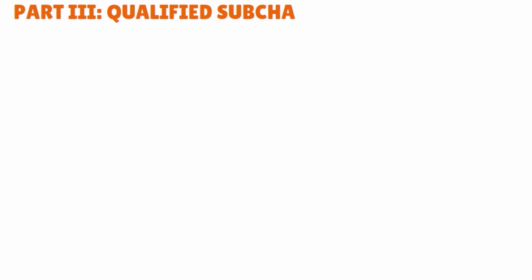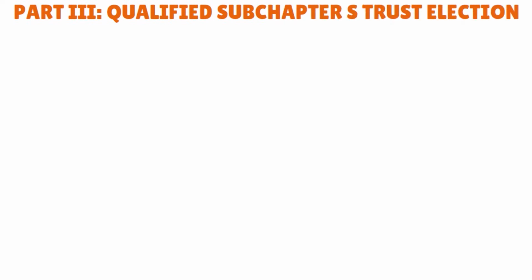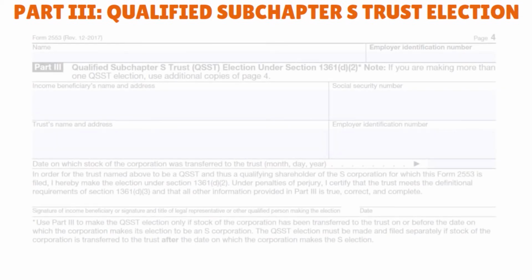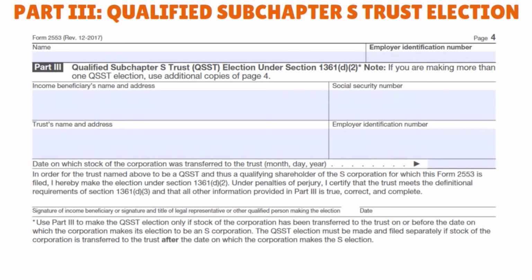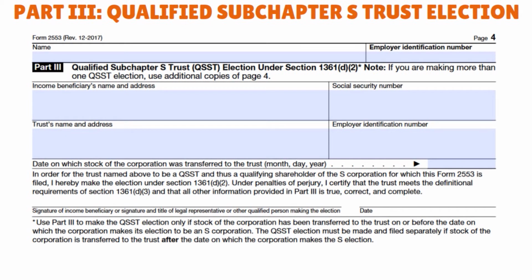Let's move on now to Part 3, Qualified Subchapter S Trust Election. This is an interesting one, and I want you to look at it right now on the screen here, folks. Part 3 of IRS Form 2553 does not apply to most small businesses. However, we thought about covering it here just because it could be relevant to some people.